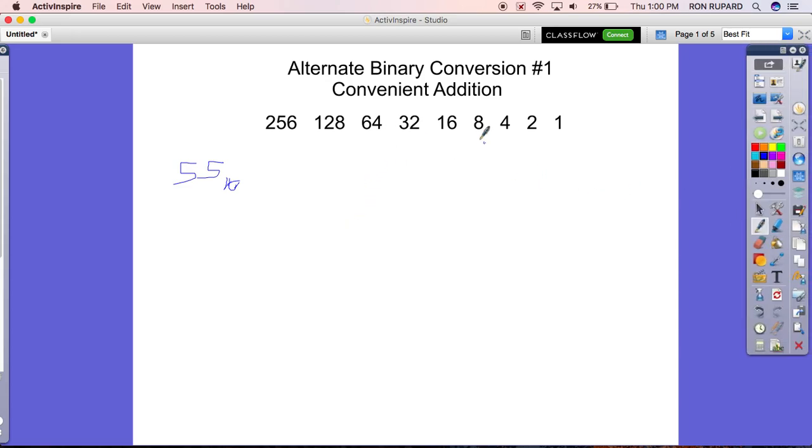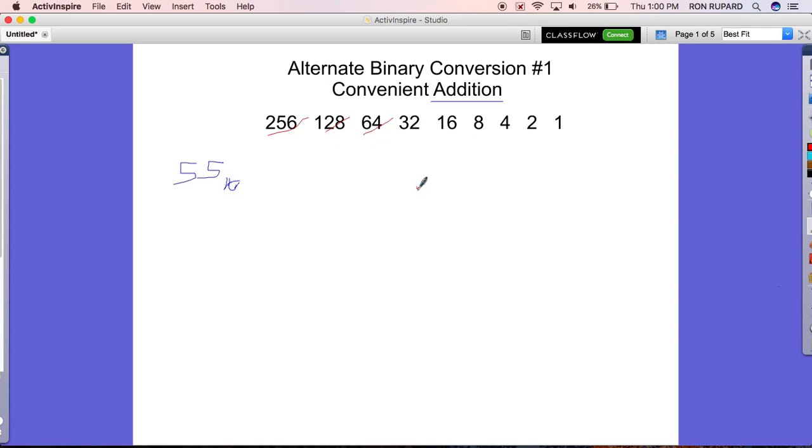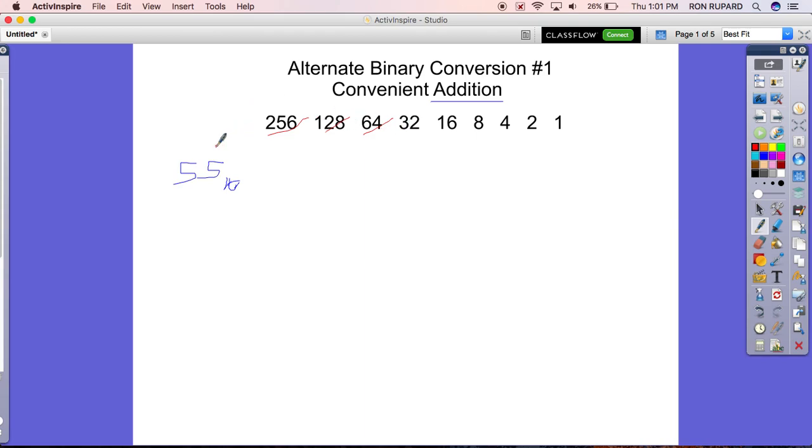In this method, you're looking for numbers that you can add together to give you 55. So you automatically know that 256, 128, and 64 aren't going to work, right? Because you can't add those together to get 55. 64 is higher than 55. So if we start with 32, we'll put a 1, because 32 goes into 55.